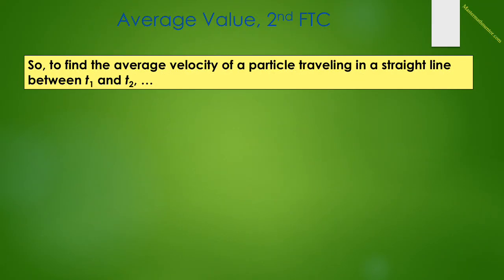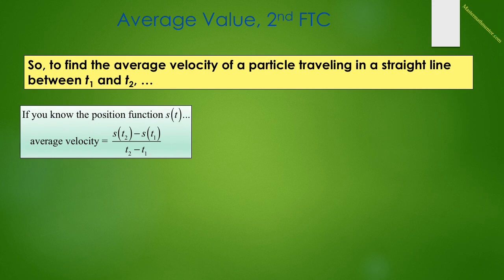The same concept works with straight line motion. To find the average velocity of a particle traveling in a straight line between t1 and t2, the method is based upon what kind of information you are given.